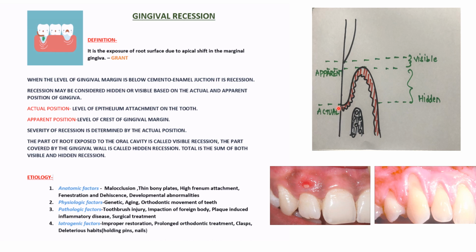Then the part of the root which is exposed to the oral cavity is called visible recession. The part covered by the gingival wall is called hidden recession. But recession is the sum of hidden and visible.